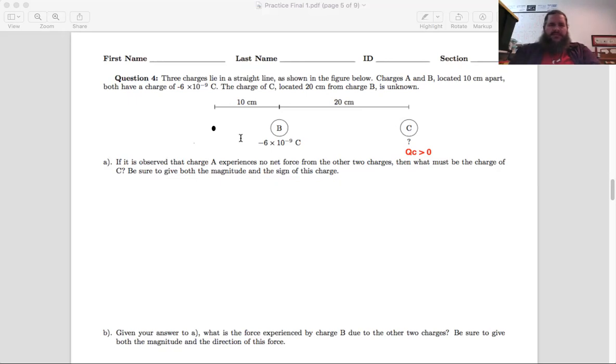Zero electric field. And in order to find the electric field, if we look at the contributions from charge B and charge C individually, charge B is a negative source charge. So it's going to create electric field at location A in which direction?